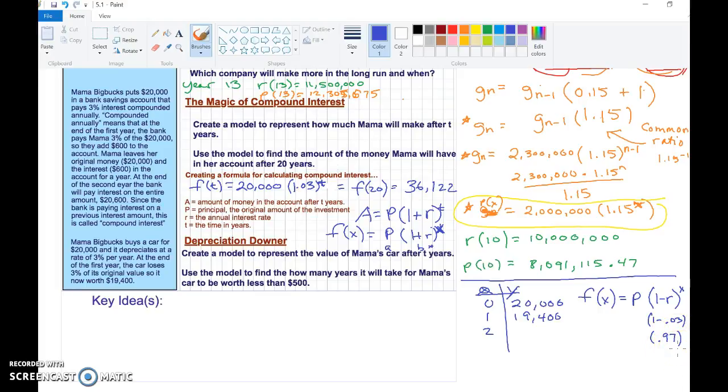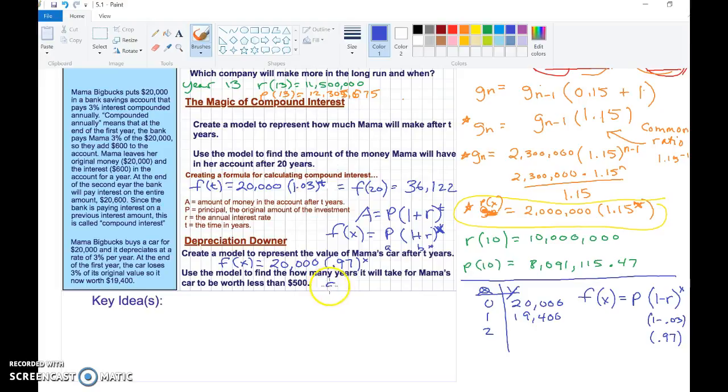So in this situation for Mama, we could say that her car is going to be worth, let's see, f of x equals her amount, 20,000, times 97%, because we're taking 97% of the 20,000, to the x power, and x representing the years. All right? So now we just have to find out how many years it will take for Mama's car to be worth less than $500.